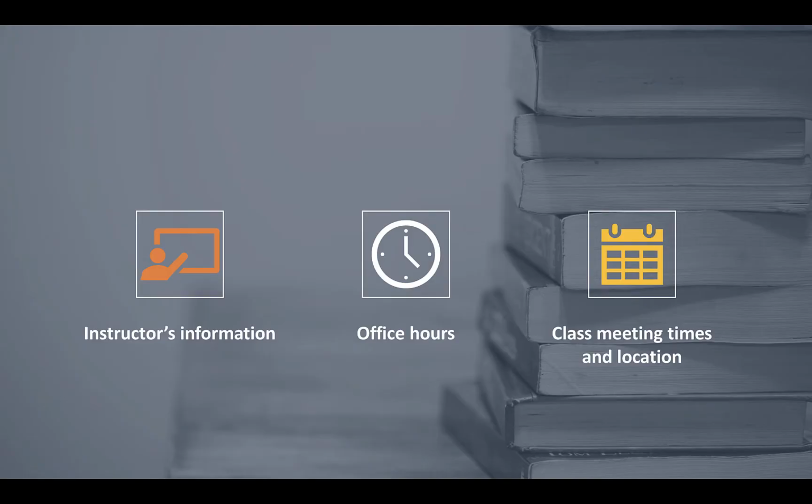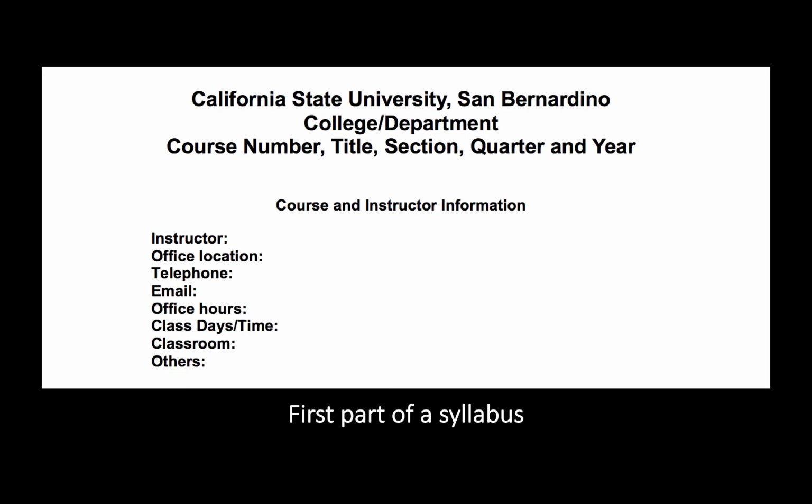The first three being instructor's information, office hours, as well as class meeting times and location. The TRC website, which we will go over in a little bit, includes a template of a syllabus, and this is where it says you're welcome to use any departmental or program approved syllabus that you may have as well, as long as things are accessible. And we will go over how to make things accessible in a little bit.